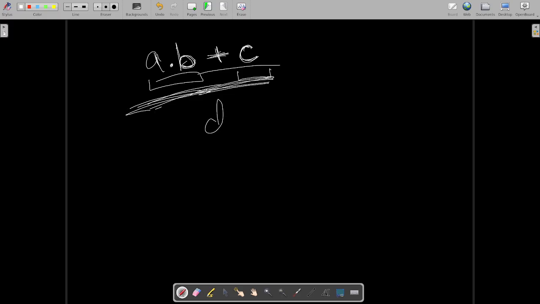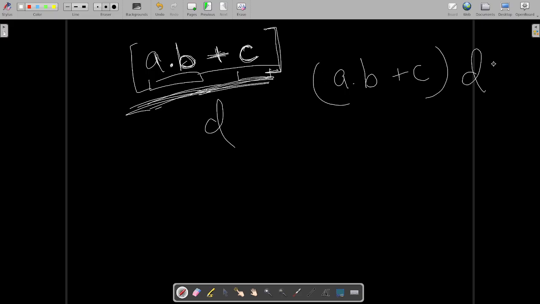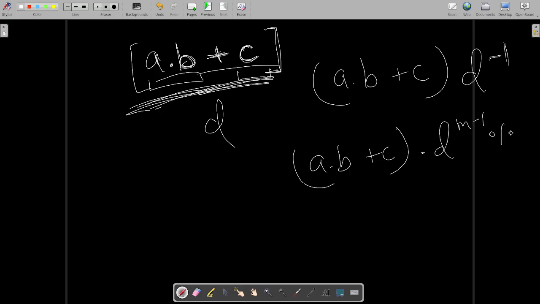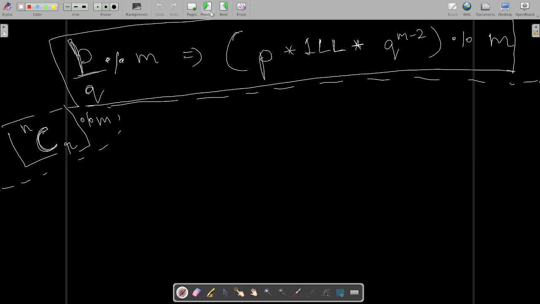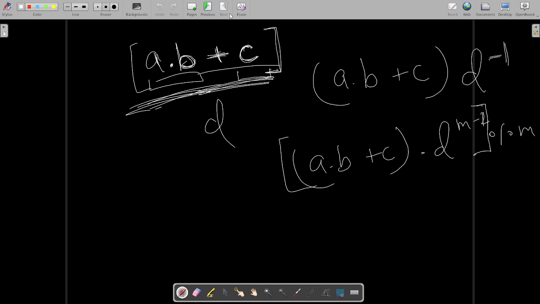And if it's a by d, you need to solve this first, then whatever expression you get. So actually, it's nothing but a dot b plus c multiplied by d inverse. Basically, a dot b plus c dot d raised to the power m minus 2, whole mod m. This is what you have to solve. Sorry, m minus 2. Did I write m minus 1 here? No, that's fine. I hope you understood this m minus 2 thing.